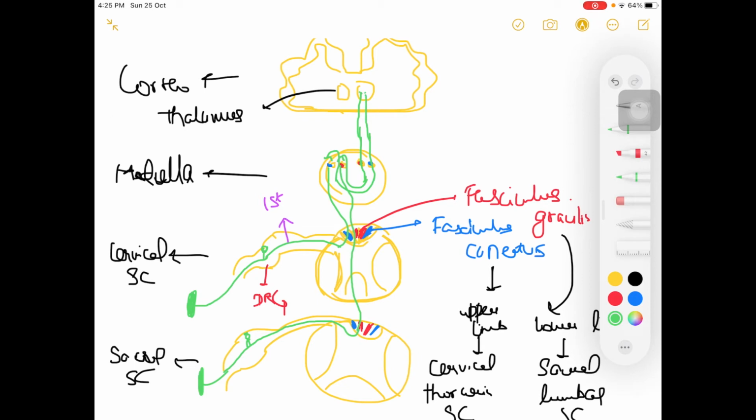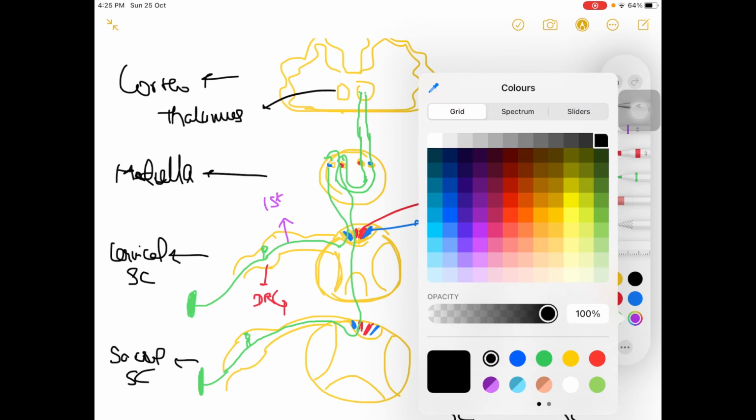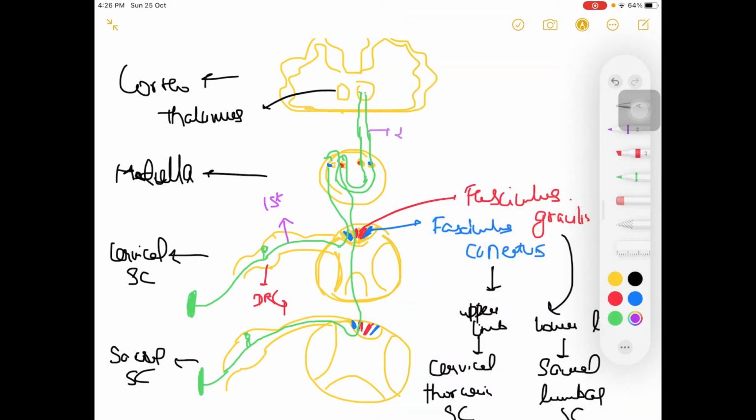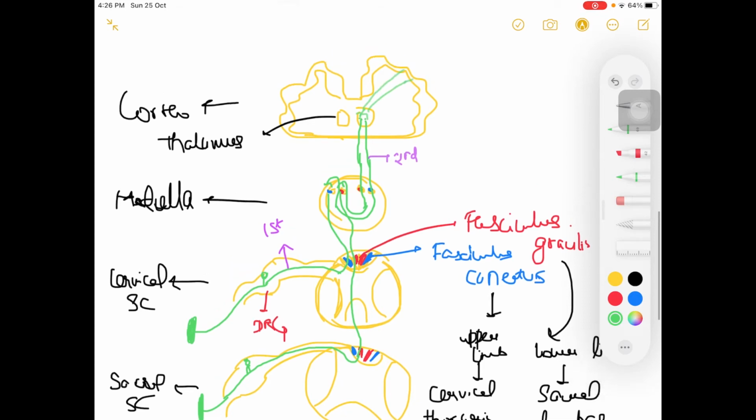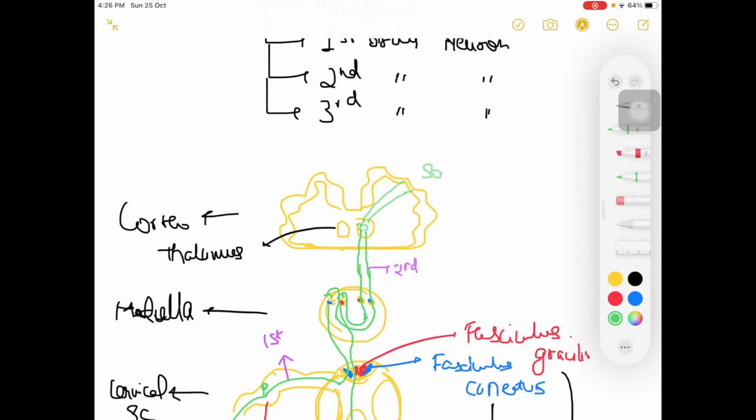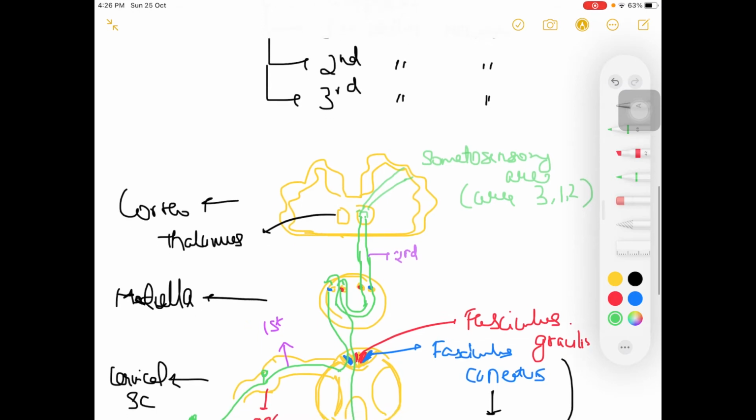And so this would be what? This would be your second order. Now from thalamus to cortex. Yes, which part of cortex? Somatosensory area, which is area 312. Okay, and in thalamus, which nucleus? Yes, that's VPL, ventro-posterolateral nucleus.